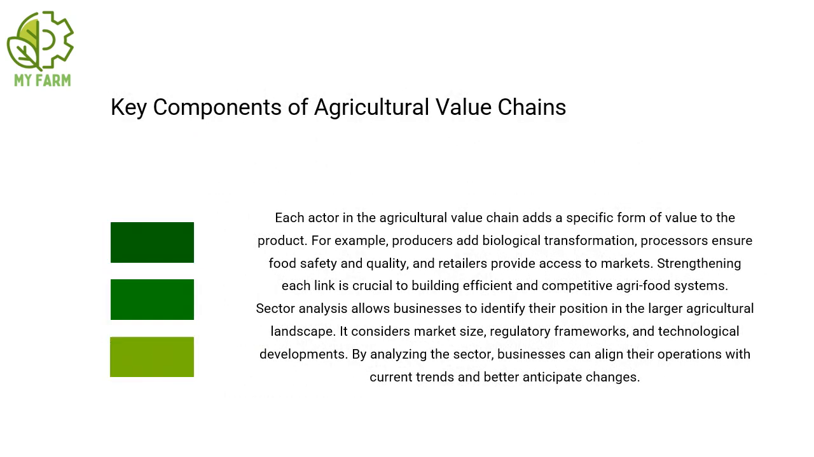Each actor in the agricultural value chain adds a specific form of value to the product. For example, producers add biological transformation through cultivation and livestock farming. Processors ensure food safety and quality through various transformation processes. Retailers and distributors provide crucial access to markets, connecting producers with consumers. Strengthening each link in this chain is crucial to building efficient and competitive agri-food systems. When one link is weak, it can compromise the entire chain's performance. This is why understanding the interconnections is so important.